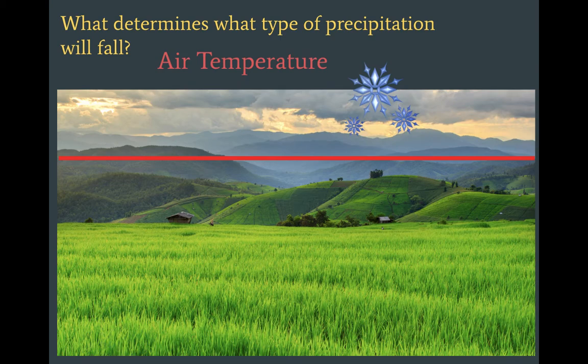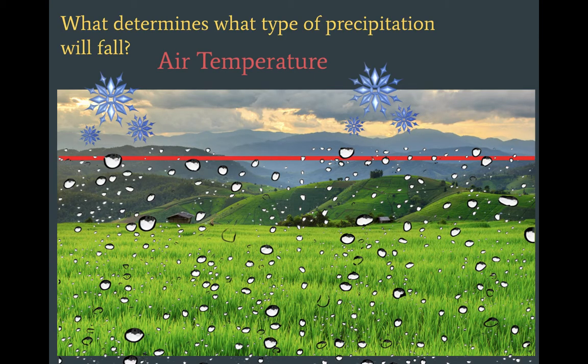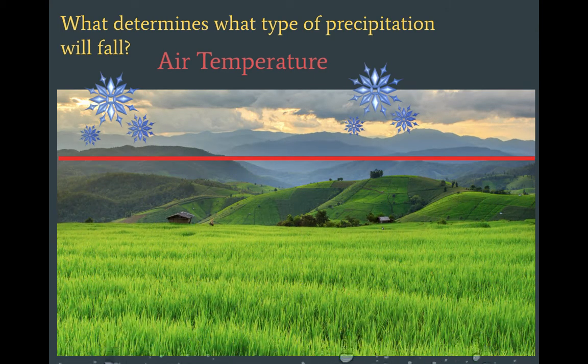But what happens if I change that temperature line to 60 degrees Fahrenheit, like a warm spring day? As those ice crystals pass that temperature line, what's going to happen to those ice crystals? Yes, they're going to melt, and then you're going to get rain. You like my graphics? Yeah. Okay.